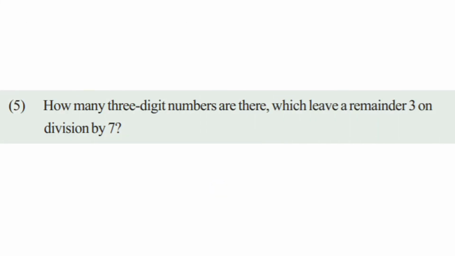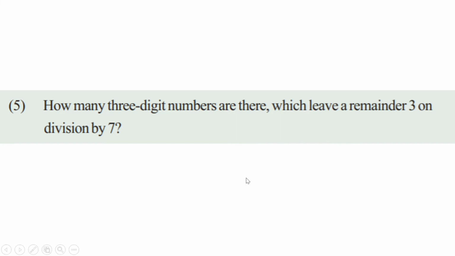Next problem. How many 3-digit numbers are there which leave a remainder 3 on division by 7? Here we have to look only at 3-digit numbers, that is, starting from 100 and ending at 999. And we have to select only those numbers which leave a remainder 3 on division by 7. And we have already seen that this will be an arithmetic sequence with a common difference 7. So let us find the first term at first.